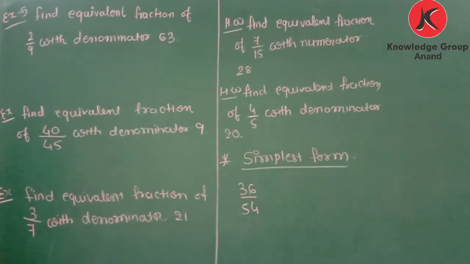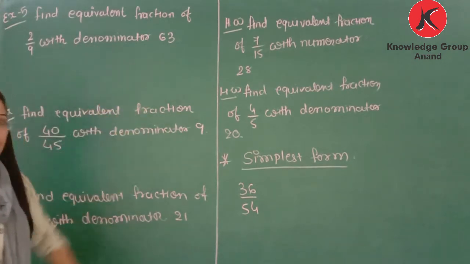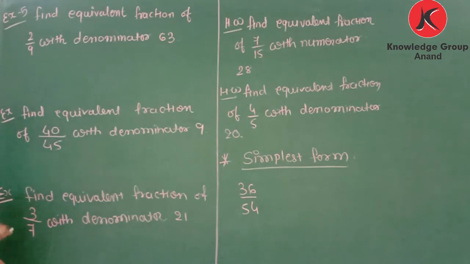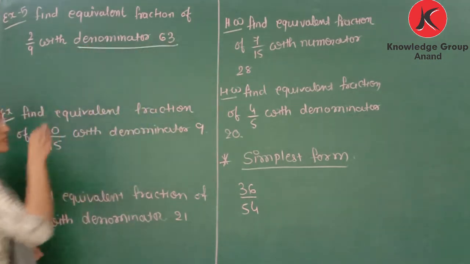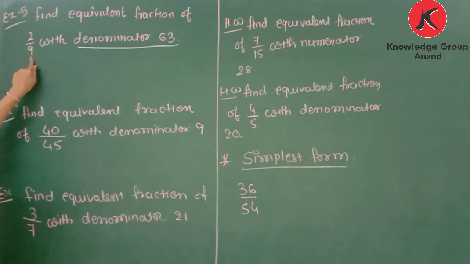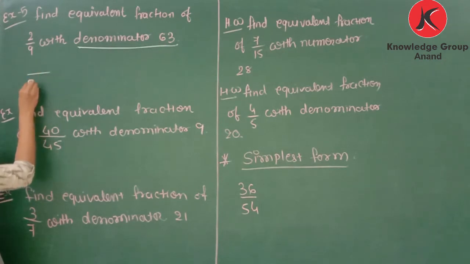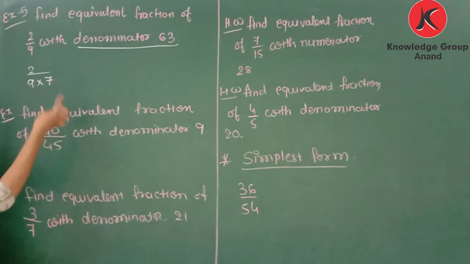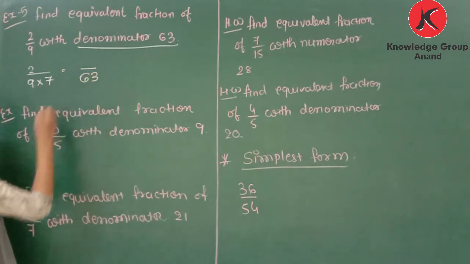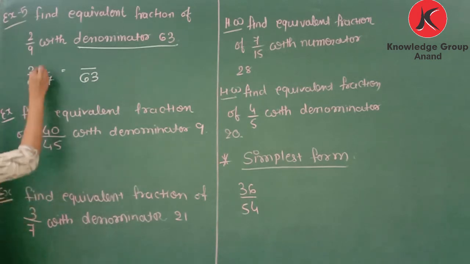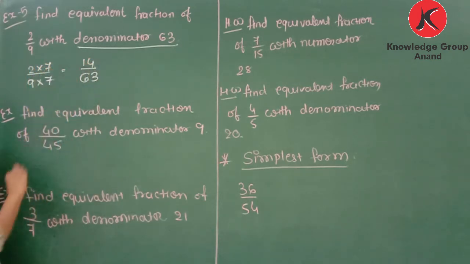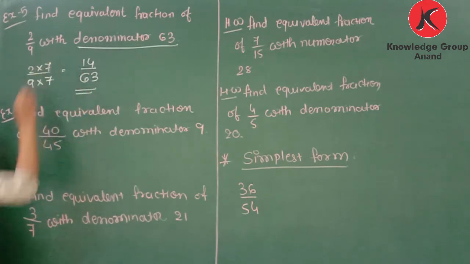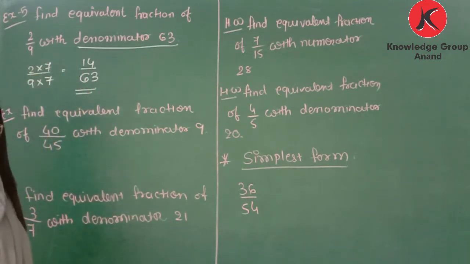Now example 5. Find equivalent fraction of 2 by 9 with denominator 63. Now here we will solve the example in which condition is denominator is 63. Now here what is the denominator? 9. How we can make it 63? If you multiply 9 with 7, we get 63. So we need to multiply same number in a numerator. So we will get 14 by 63. So this is the equivalent fraction with the given condition, that is denominator is 63.